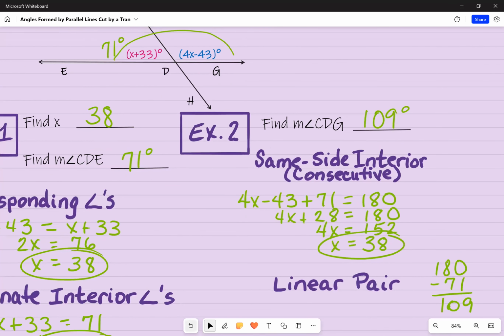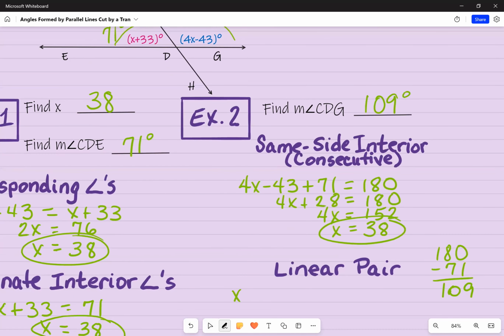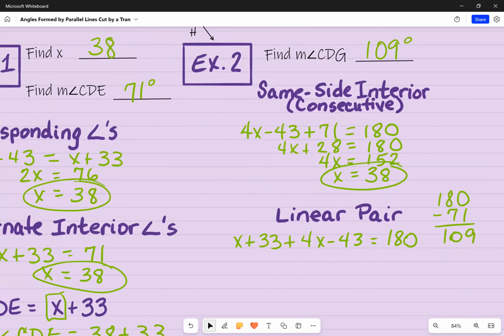What I would have to do then is set up the first angle, which is x plus 33. And then I would have to add it to the second angle, that's the linear pair, which is 4x minus 43. And I would have to set them equal to 180 degrees. That's how I would solve for it if I didn't know that 71 degrees existed.